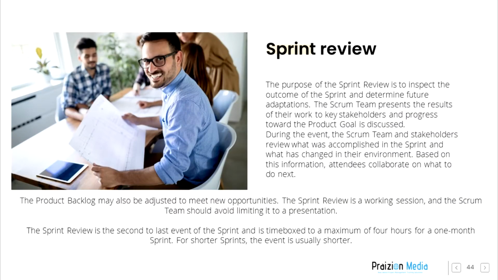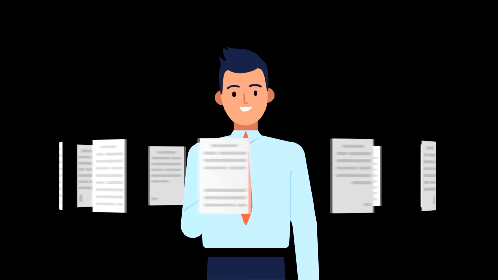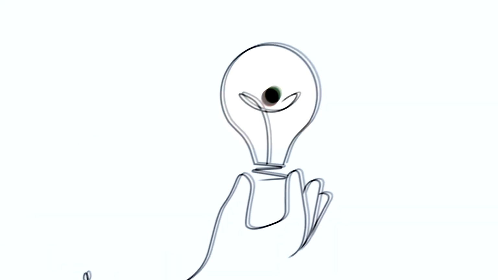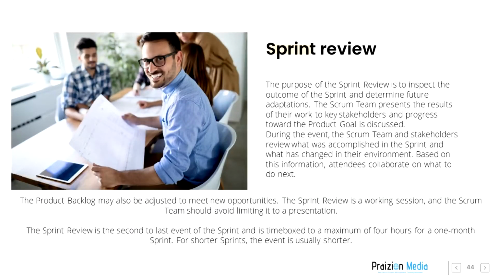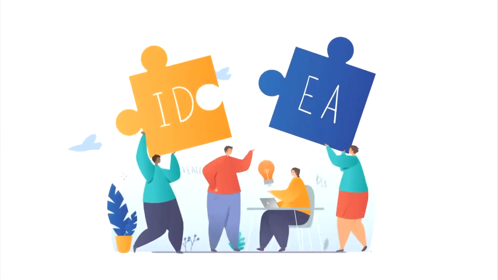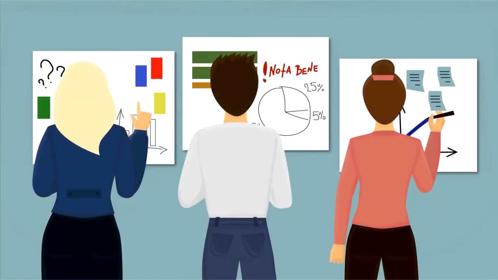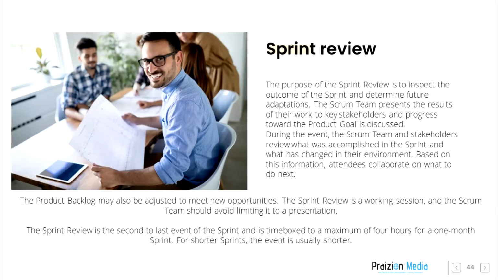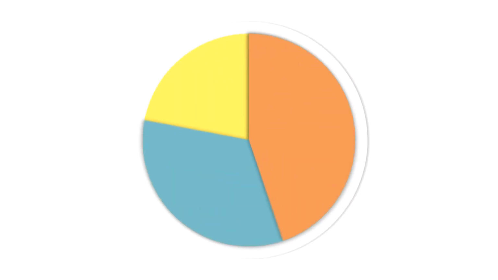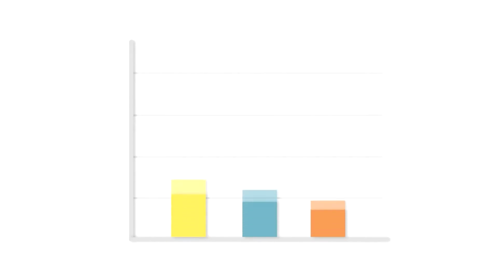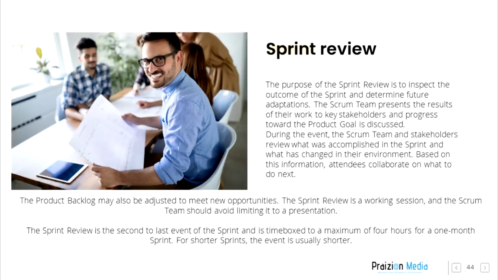Sprint review. The purpose of the sprint review is to inspect the outcome of the sprint and determine future adaptations. The Scrum team presents the results of their work to key stakeholders, and progress towards the product goal is discussed. During the event, the Scrum team and stakeholders review what was accomplished in the sprint and what has changed in the environment. Based on this information, attendees collaborate on what to do next.